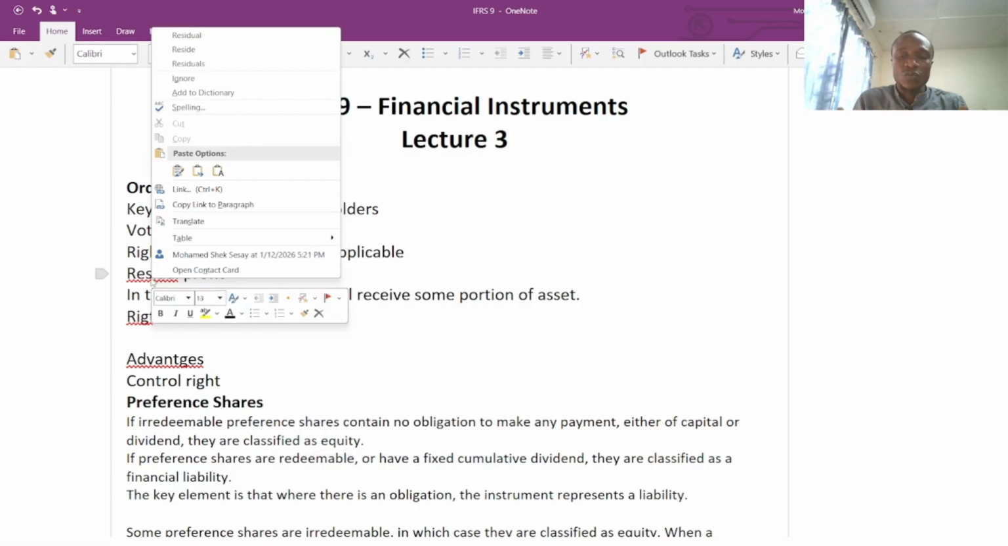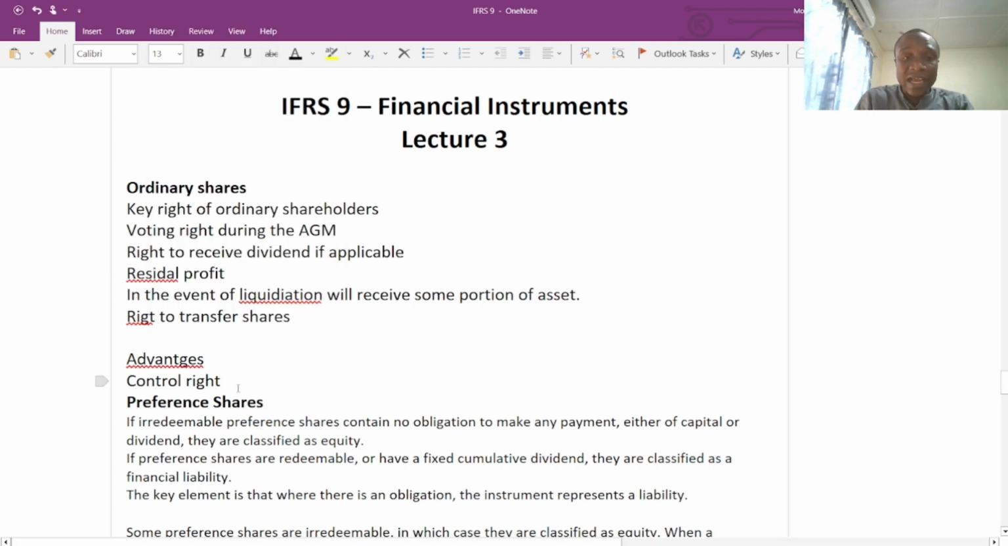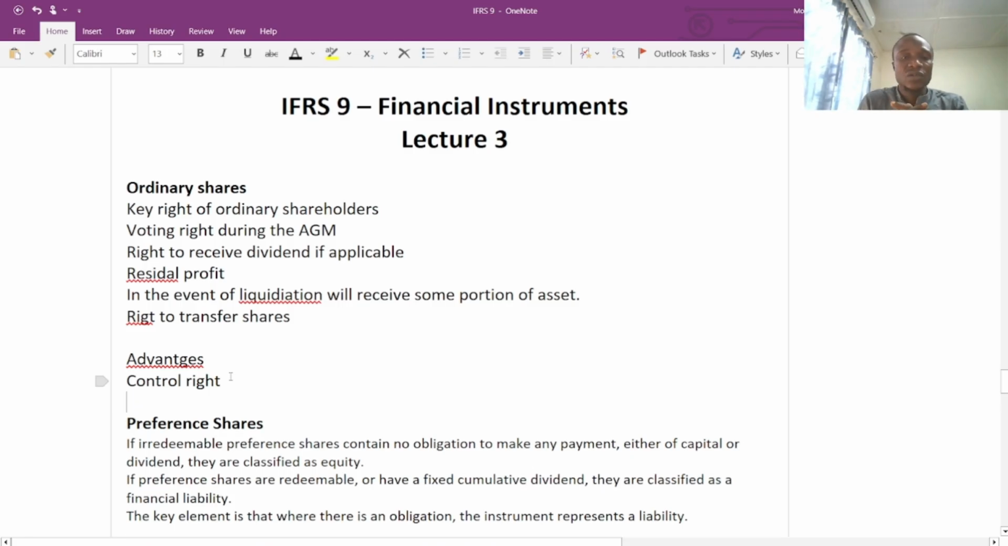My own suggestion, my own recommendation, is highly needed and recommended. So basically, being an ordinary shareholder, you will have the right to controllability. Another right, another advantage of being an ordinary share is that you will have the potential to unlimited dividend. You will have the potential to receive unlimited dividend.